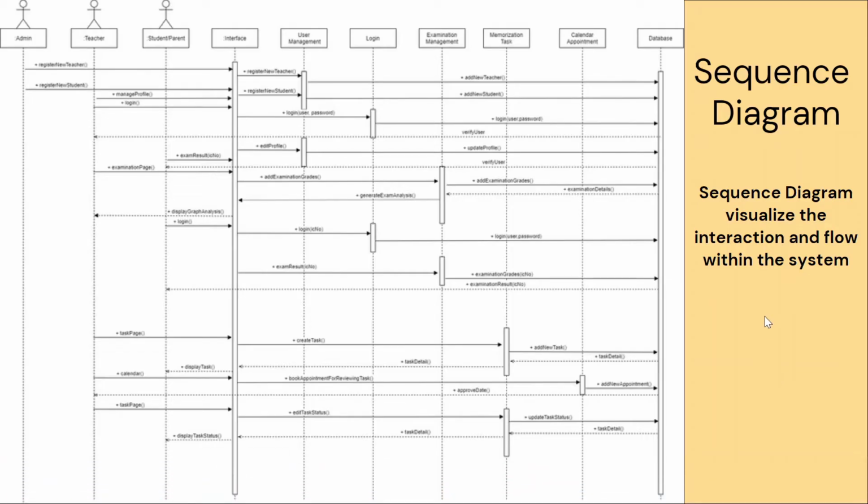This is the sequence diagram for the system. This sequence diagram is used to visualize the interaction and flow within the system. As we can see, it has five types of controller. The first one, user management, login or profile controller, examination management, memorization task, and also the calendar appointment.